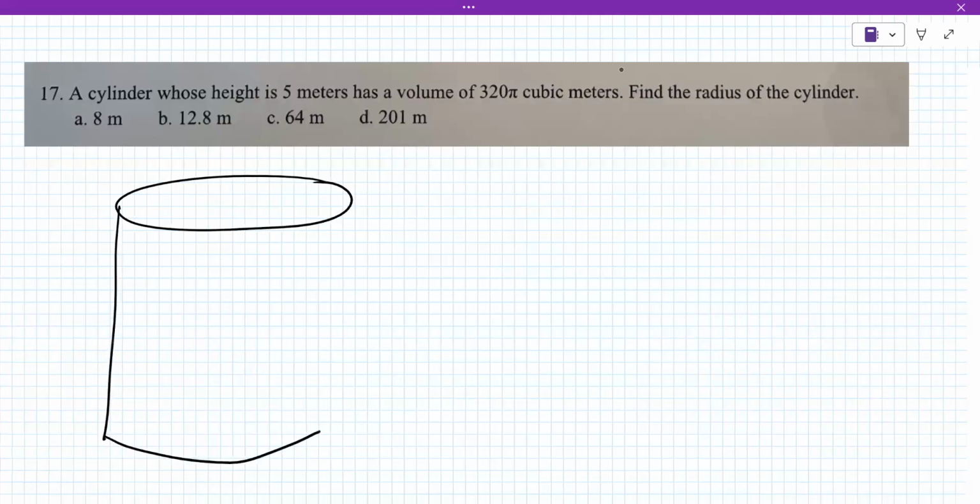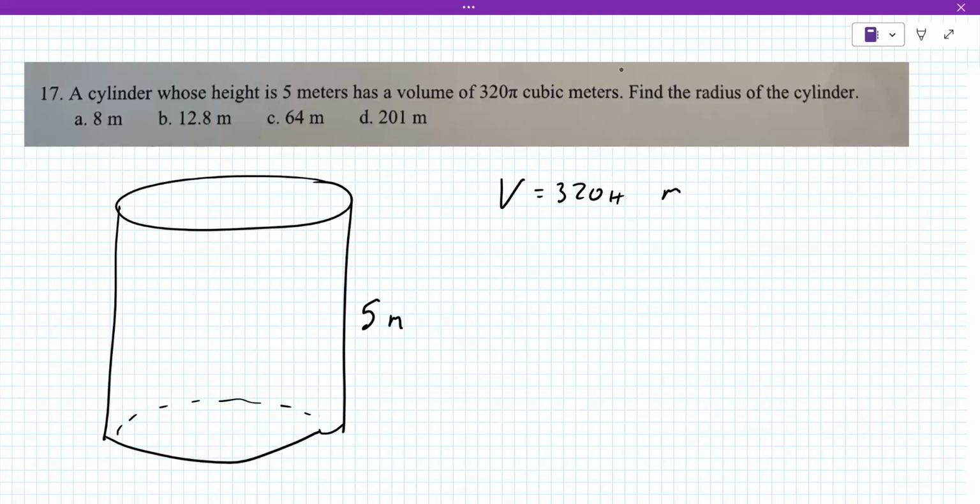Yep, I would agree. All right, a cylinder whose height is 5 meters. That's the lateral edge, if you will. Has a volume of 320 pi cubic meters. We need to determine the radius. So this is a working backwards problem. You could, for example, use all the radii and see which one worked, or you can remember the formula for volume, which is area of the base times the height. The base is a circle this time.